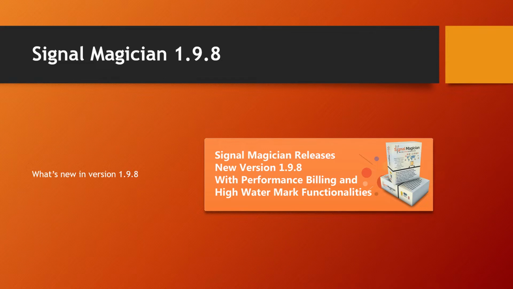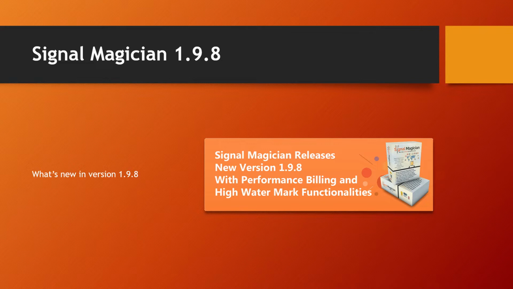Now, Signal Magician offers performance billing, which can calculate monthly performance fees on every managed trading account based on a high watermark method. It also includes basic affiliate tracking functions, the enhanced security functions, EA licensing module, and many more. So Signal Magician is now better than ever.